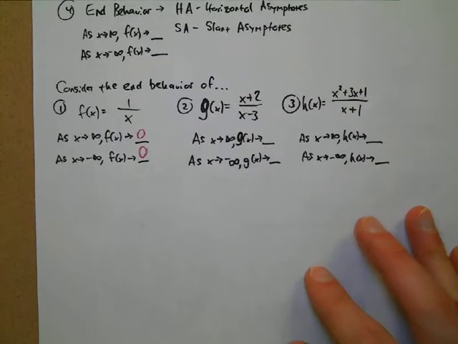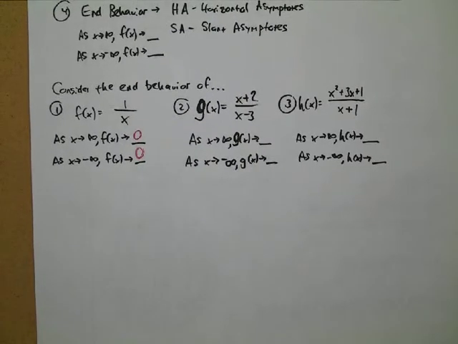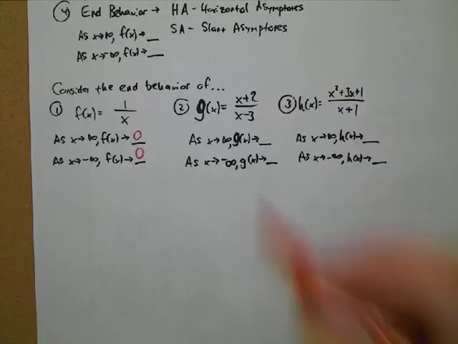Now number two, okay, as x approaches infinity, g of x is going to approach something, right? As x approaches negative infinity, g of x will approach something here. Anyone want to take a guess about what number two is going to be as we go really far to the right? I'll tell you that it'll be the same number. As you go far to the right, far to the left, it'll be the same number. Anyone want to take a guess?